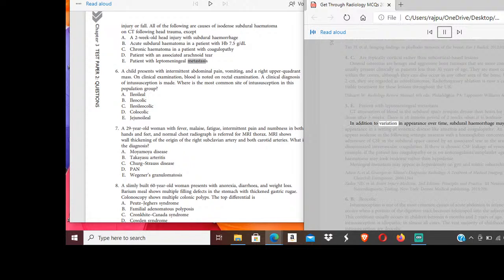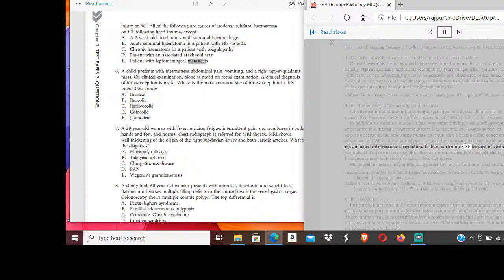In addition to variation in appearance over time, subdural hemorrhage may have a variable appearance in a setting of systemic disease like anemia and coagulopathy. An acute SDH can appear isodense in the following settings: anemia with a hemoglobin concentration of 10 g/dl, admixture of CSF in the subdural space caused by an associated tear to the arachnoid layer, and disseminated intravascular coagulation.